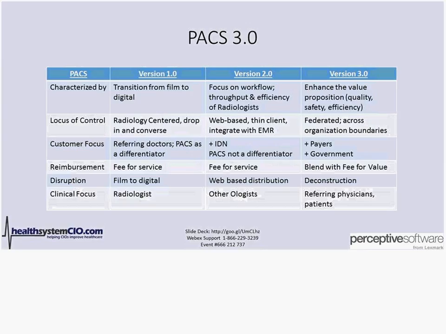So with the clinical focus on other ologists, in addition to the customer focus of version 1.0, we add the integrated delivery networks, and PACS was really now not as much a differentiator, but the ability to distribute images became the disruptive force. In 3.0, and that's pretty much where we are now, we're trying to enhance the value proposition of our offerings to our customers, including the quality, safety, and efficiency. The locus of control is much more federated across, in fact, even organizational boundaries of both owned and affiliated.